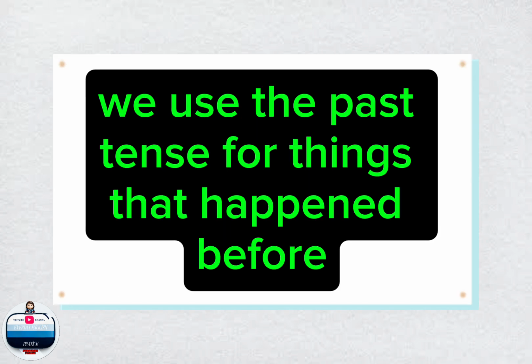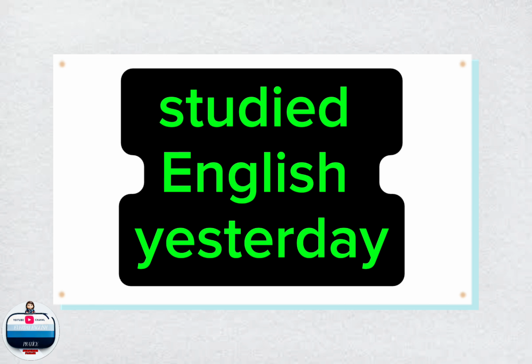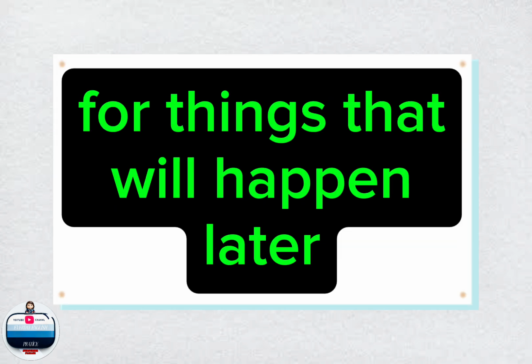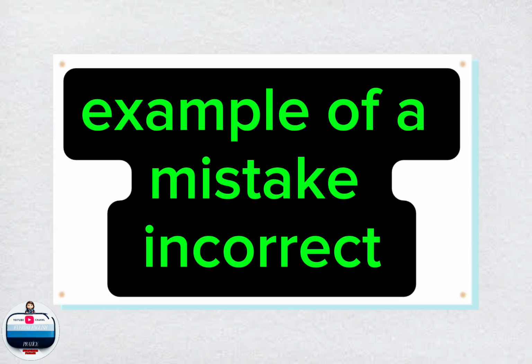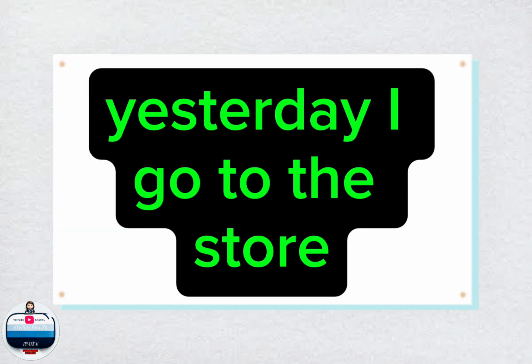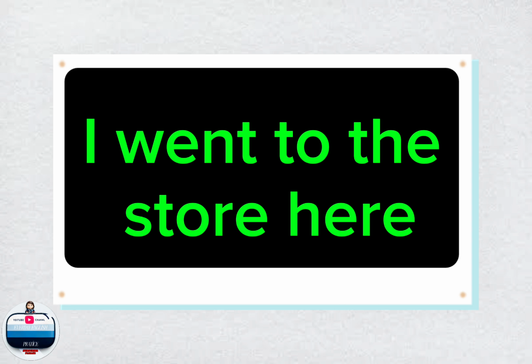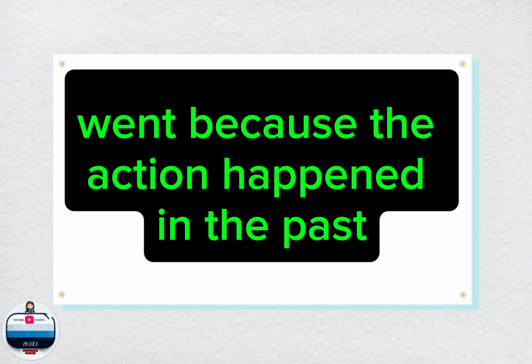Past tense. We use the past tense for things that happened before now. Example: I studied English yesterday. Future tense. We use the future tense for things that will happen later. Example: I will study English tomorrow. Example of a mistake. Incorrect: Yesterday, I go to the store. Correct: Yesterday, I went to the store. Here, go is in the present tense, but we need went because the action happened in the past.